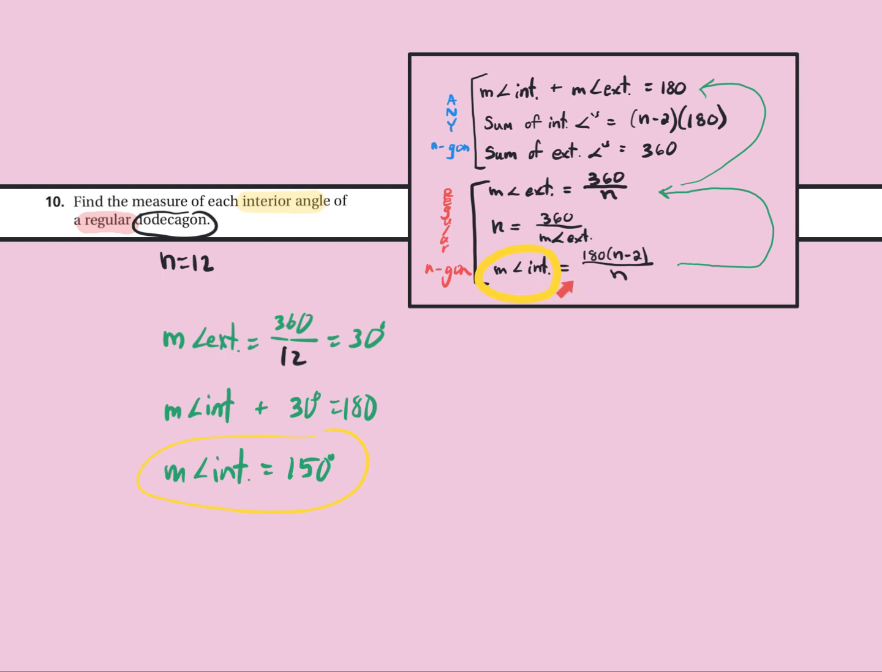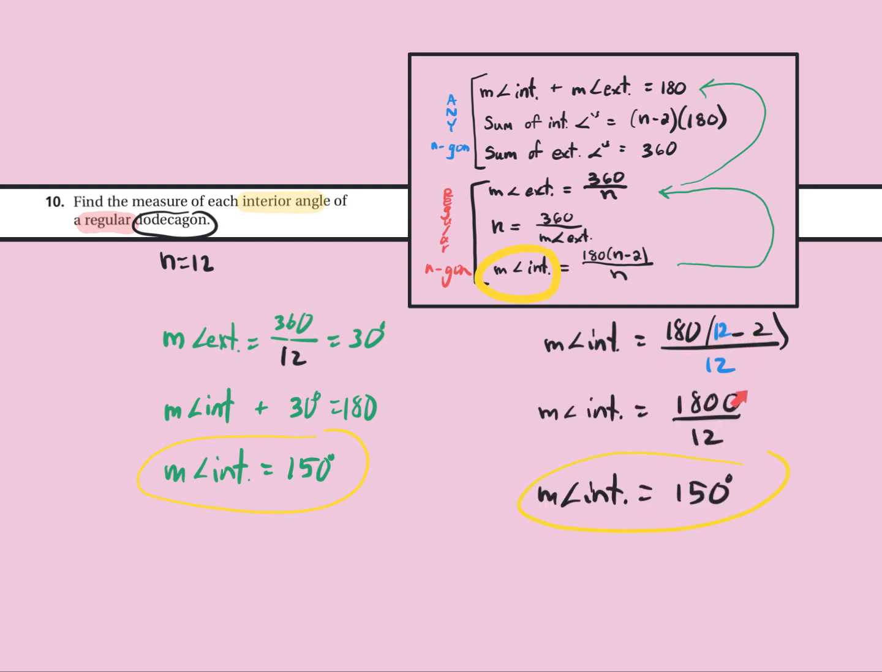Now if you just use the formula, it's not that much more work. Let's see what that looks like. The measure of the interior angle for the regular polygon is 180 times the number of sides minus 2, all over the number of sides. So 12 minus 2 is 10, 10 times 180 is 1800, and 1800 divided by 12 is 150. It's the same answer. So go ahead and maybe spend 1 minute watching the video again for this problem and decide which way you think is easier. They both work fine.